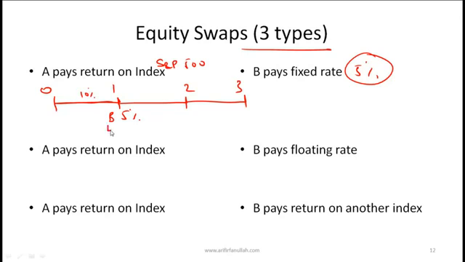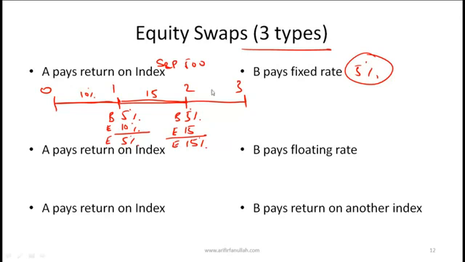So this means that the equity index payer is going to pay 10%. The net effect is that the equity index payer is going to pay 5%. Then in the next year, let's say that the index went up by 15%. So if the index went up by 15%, again party B, the fixed payer, is responsible for paying 5%. The equity index payer is responsible for paying 15%. So overall the equity index payer pays 10%.